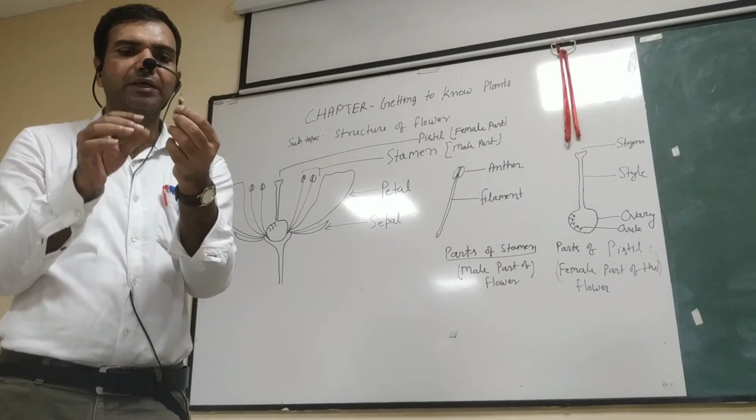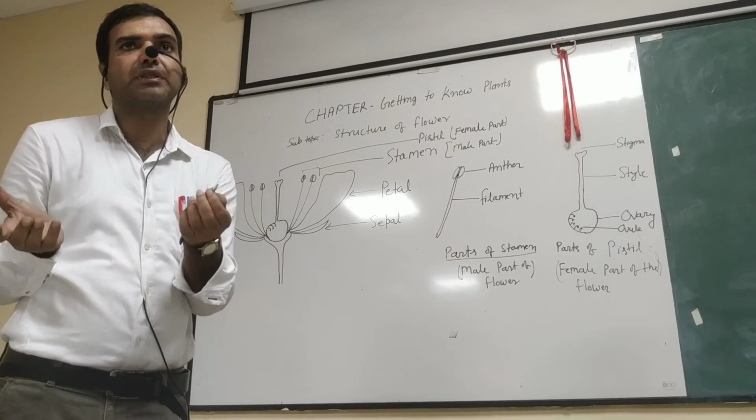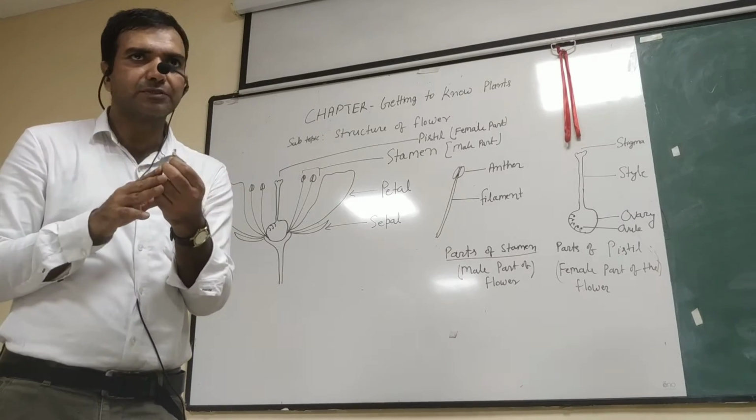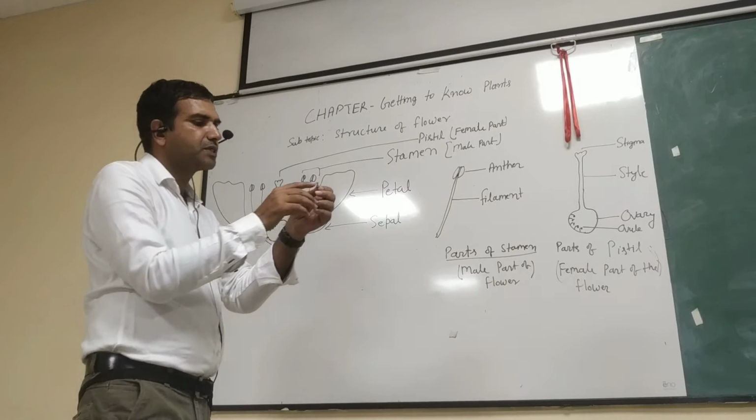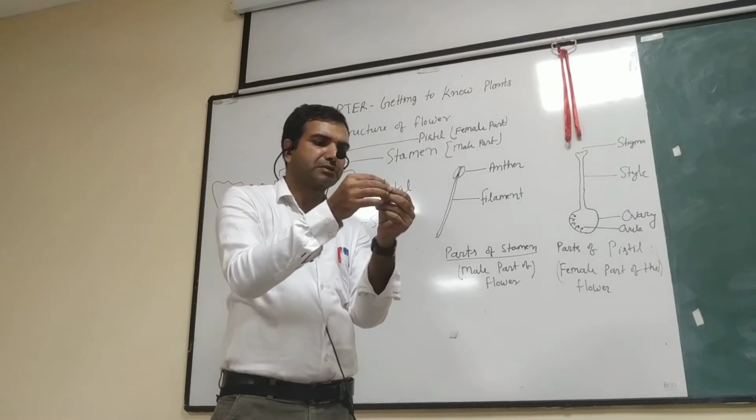जनरली 1% होते हैं. ऐसे ही फ्लावर होते हैं बेटा जिसमें मेल पार्ट केवल होते हैं, फीमेल नहीं होते हैं. In higher classes you will read about this. So this is the female part of the flower, that is called pistil.